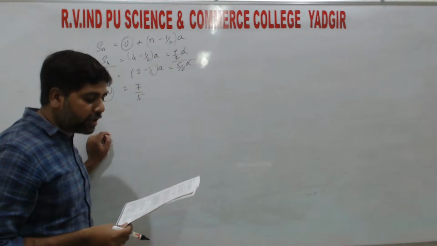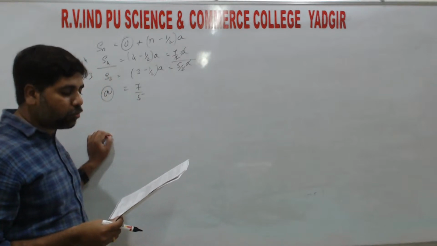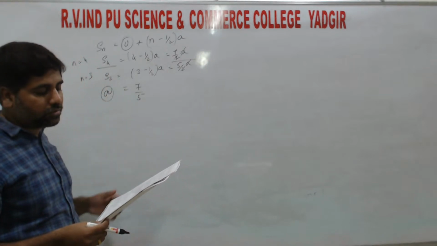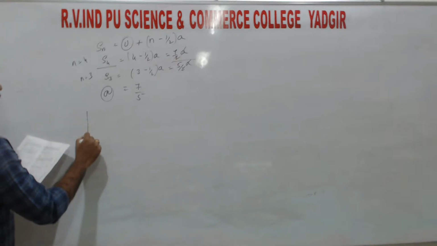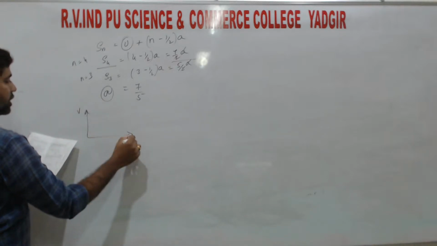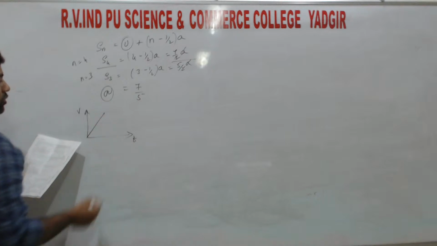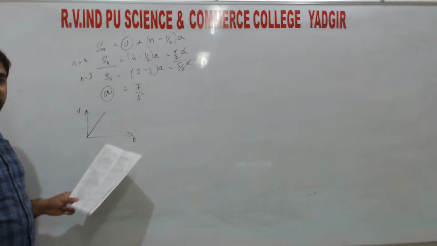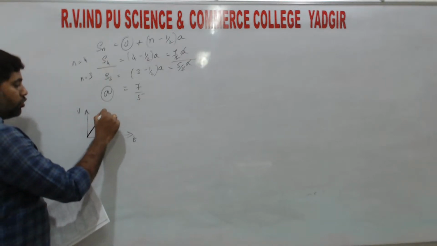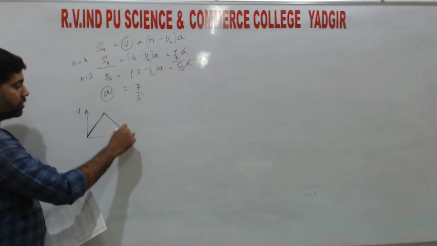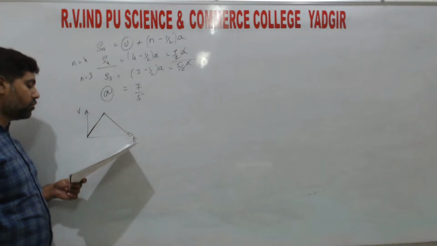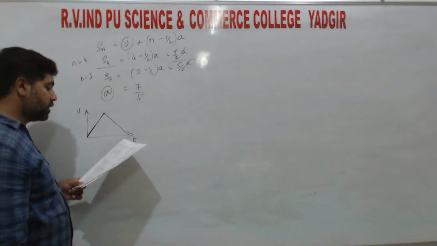Which of the following curves does not represent motion in one dimension? Four curves are given to us. The first curve is a velocity-time graph. Here velocity is increasing, which means uniform acceleration, and this part is retardation, right? So this also represents one dimension.